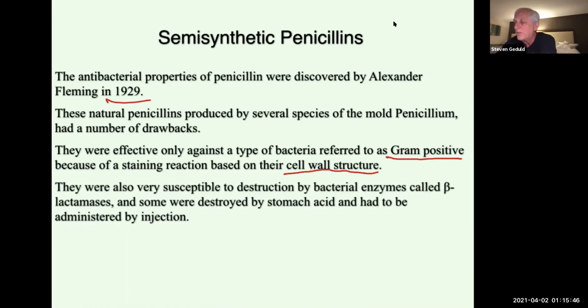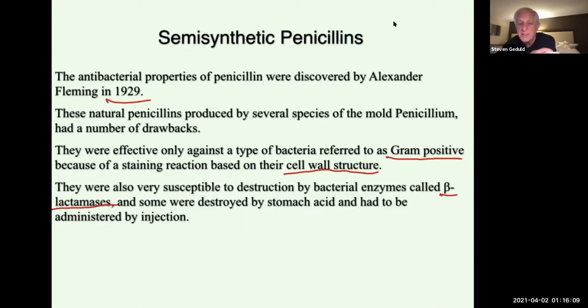They're also very susceptible to destruction by a bacterial enzyme called beta-lactamase, and some were destroyed by stomach acids and had to be administered by injection. So we're getting resistant bacteria to a lot of the penicillins now. If the bacteria contains what's called beta-lactamase, it will destroy the penicillin. The penicillin will not kill the bacteria.